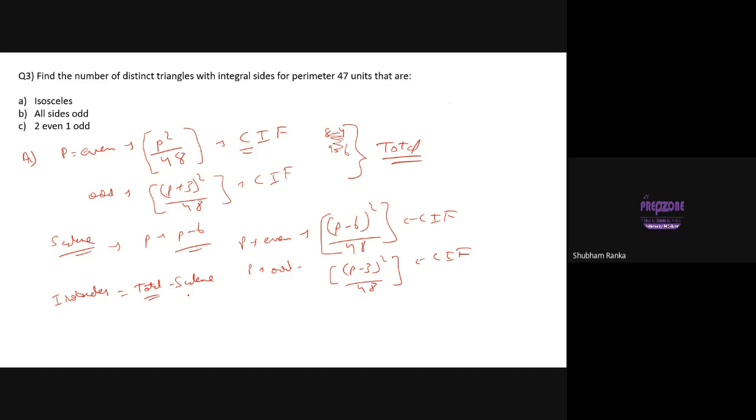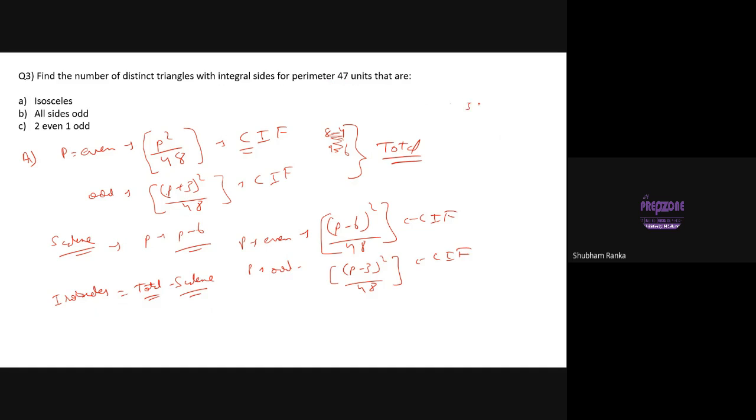Obviously, the total number of triangles minus the all sides different case will be the isosceles triangles, and this will include the equilateral case as well. So in general, if the question only asks for isosceles triangles, you need to include equilateral there as well. If the question specifically mentions isosceles but not equilateral, then you will subtract 1 if there is an equilateral triangle possible. For example, in this case, the perimeter is 47 units. There is no equilateral triangle possible.